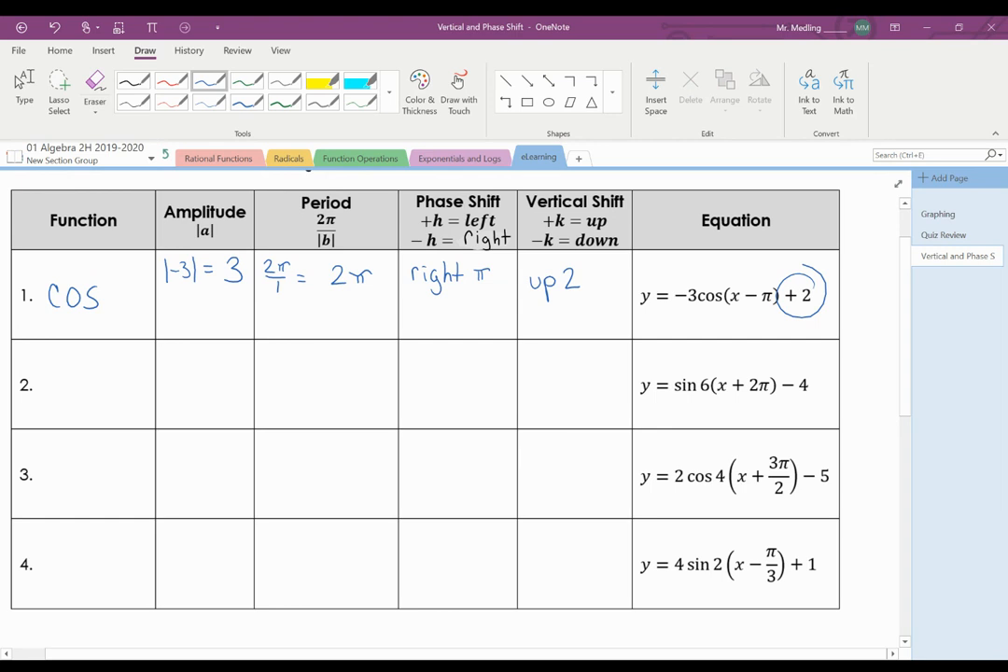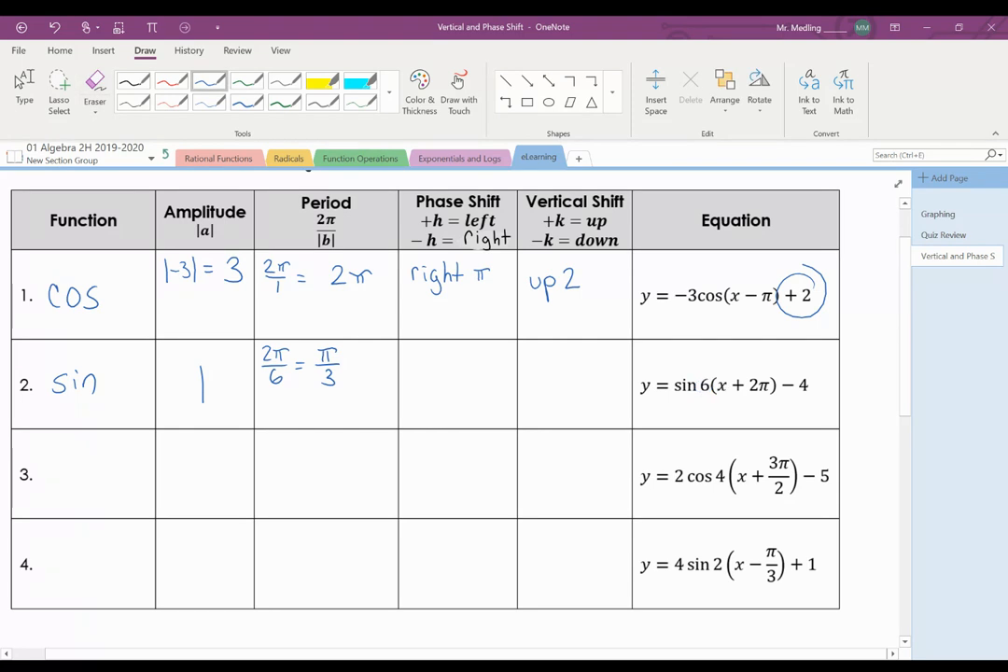All right, so let's look at number 2. Same thing. Starting with, it's a sine function. Amplitude, we look for the number out front. It is a 1. Absolute value of 1 is 1. For the period, we look at the b value, in this case, 6. So it's going to be 2 pi over 6, which is pi over 3. Remember, you do need to simplify.